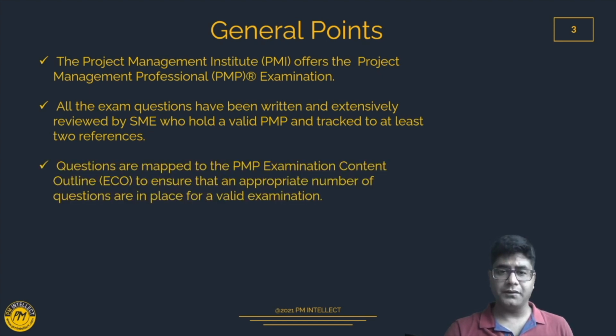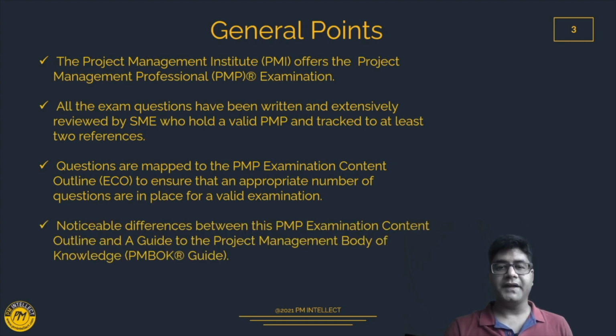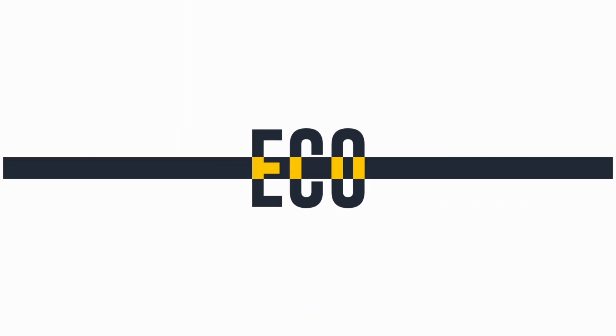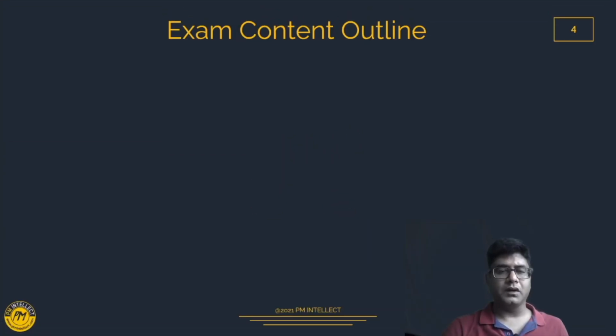The questions which you are going to get in the PMP examination are mapped to the ECO, and that is the reason it is very important that you understand what is in the examination content outline, because that is the main reference which you need to take. PMBOK 6 or PMBOK 7 are just references, and if you go through them you will find some noticeable differences. It's not that everything which is written in the ECO you are going to get over there. The ECO is just the content outline, and the examination can come from anywhere in terms of project management knowledge. Let's understand what is covered under the ECO or the examination content outline.